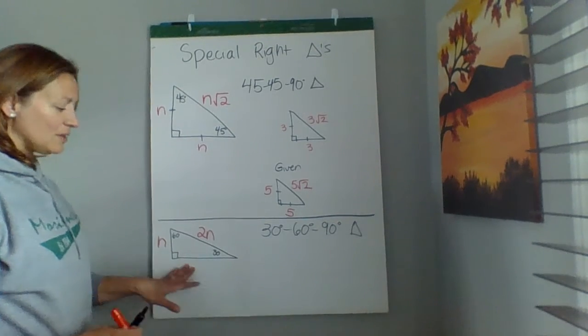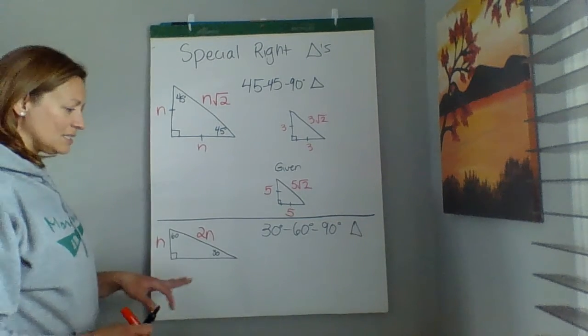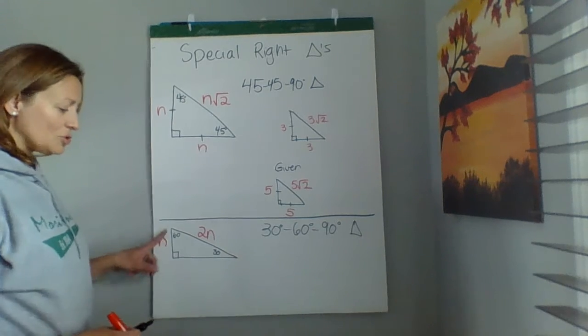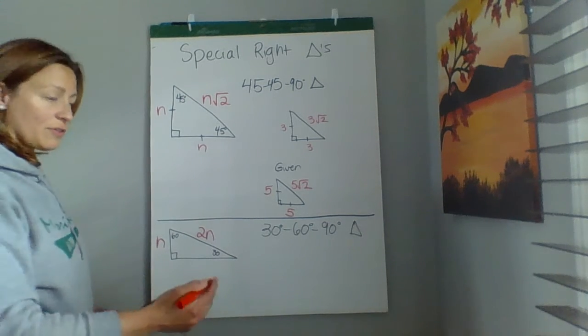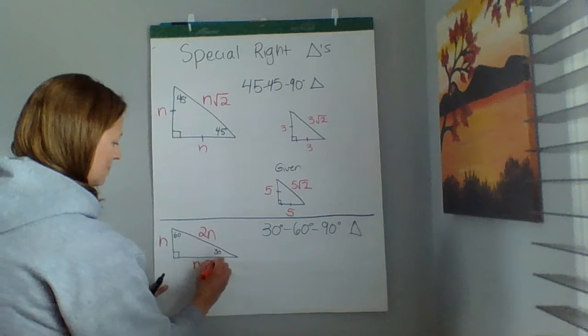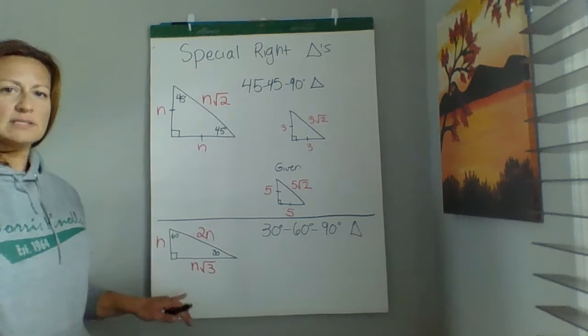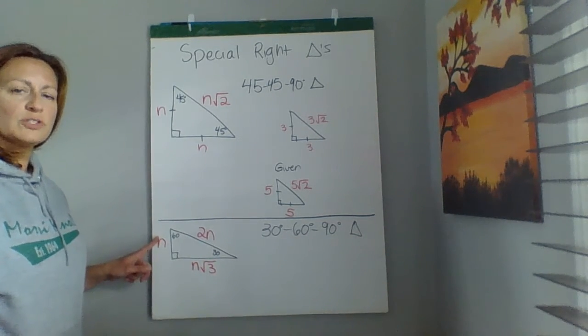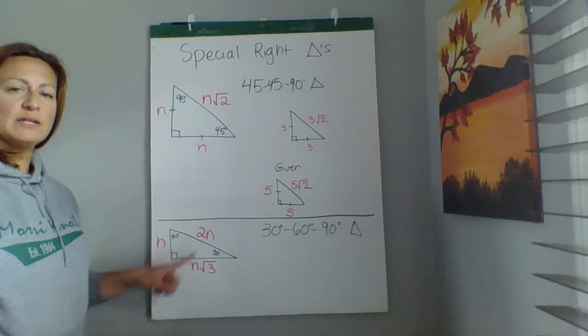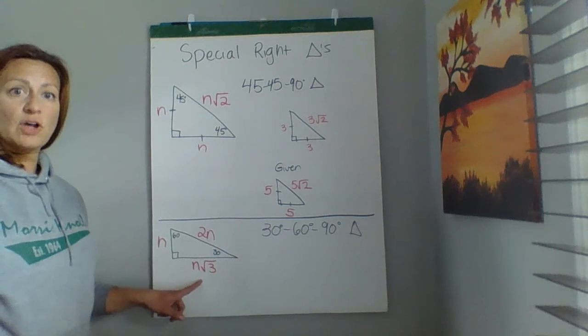So in order to find the long leg of the 30, 60, 90 triangle, you take the short leg times radical 3. So this is the relationship. n for the short leg, 2n for the hypotenuse, n radical 3 for the long leg.